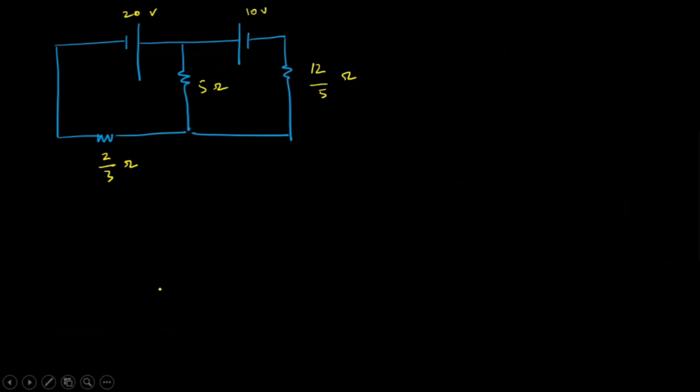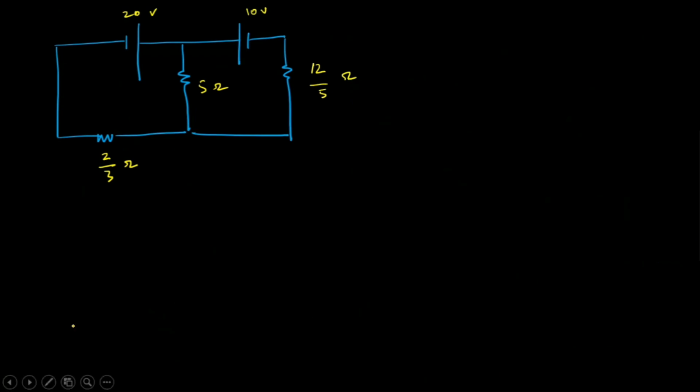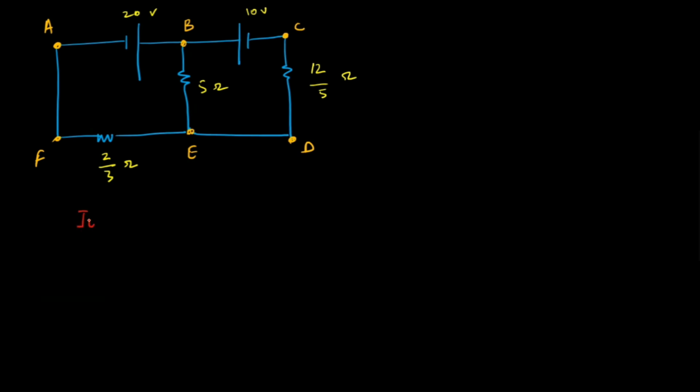Again, you cannot solve this circuit using Ohm's law, so you have to solve it using Kirchhoff's rules. In order to apply Kirchhoff's rules, we first of all have to name the loops. So I'm considering it as A, B, C, D, E, and F. Now first of all, we will apply the first rule, that is the junction rule.